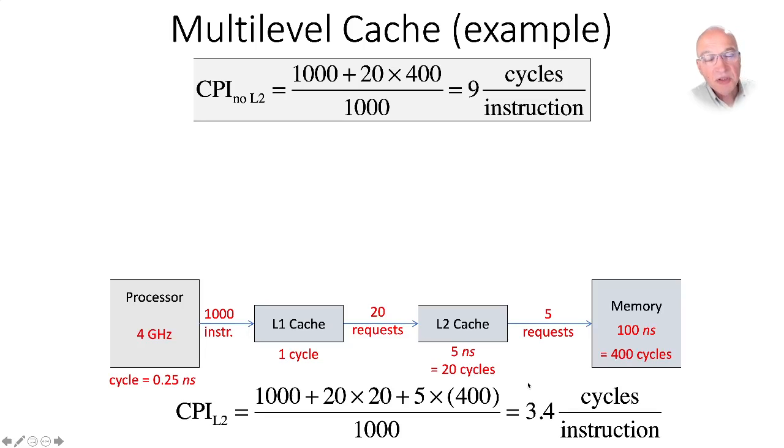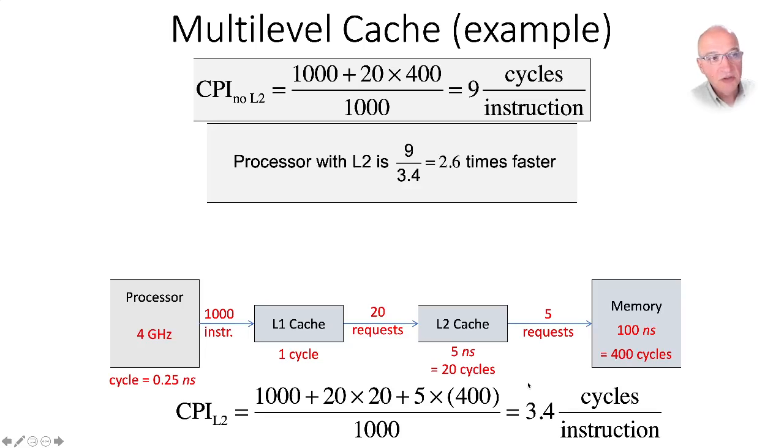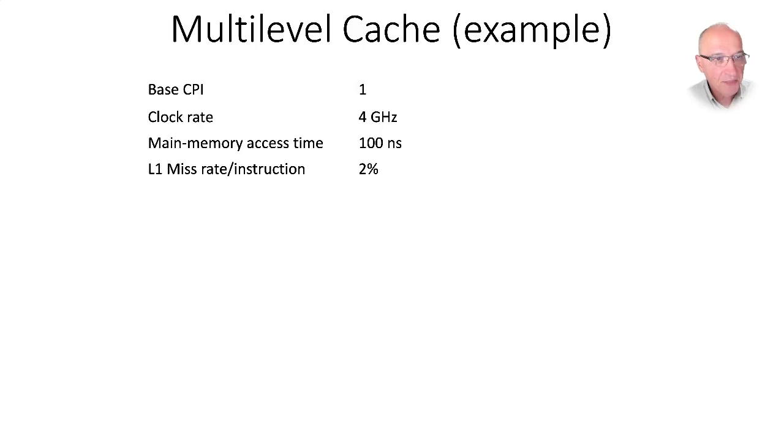So the CPI with no L2 was 9 cycles per instruction. When I introduced L2, it was 3.4 cycles per instruction. The processor with L2 is 2.6 times faster than the processor without L2. And that was the motivation to insert multiple levels of cache.